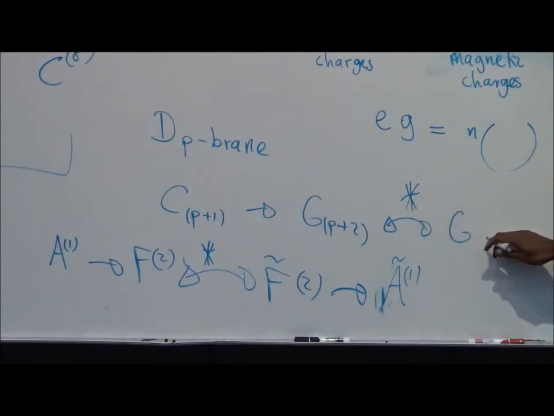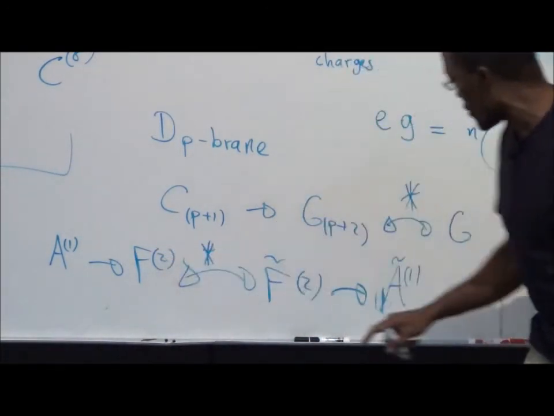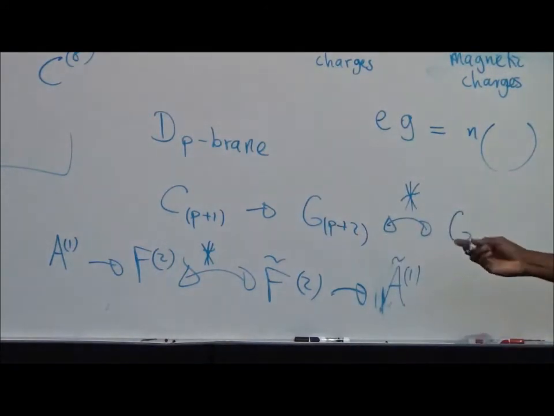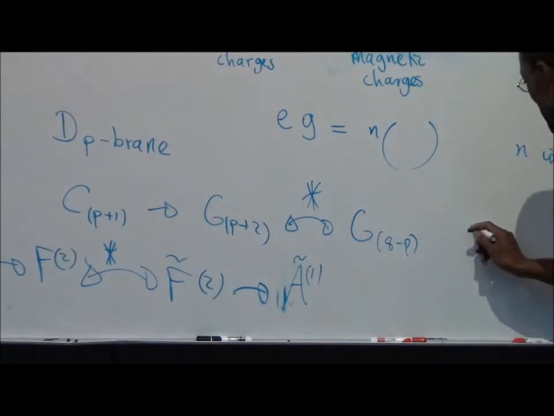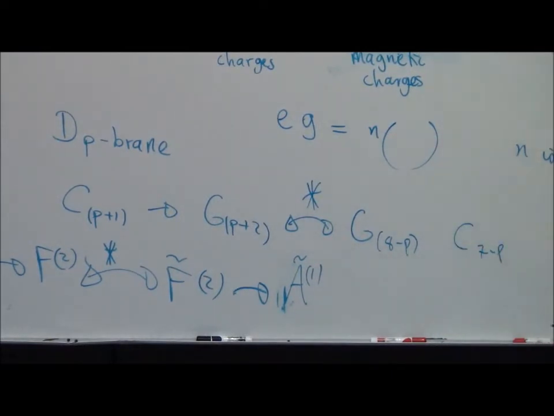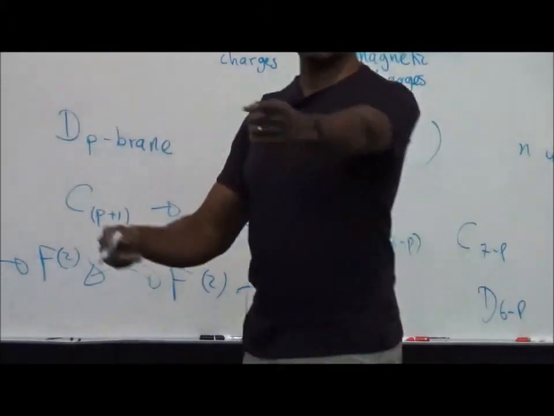So let's continue this. That Hodge star means I take this away from 4. So I just take this away from 10. That leaves me with 8 minus P, and 7 minus P. So that would have been the field strength of what? 7 minus P, C, 7 minus P, which is carried by what? 6 minus P prime. Yeah? Thank you for asking that question.